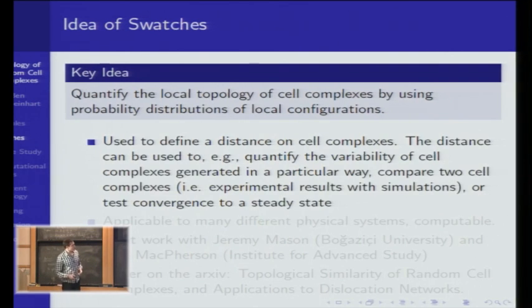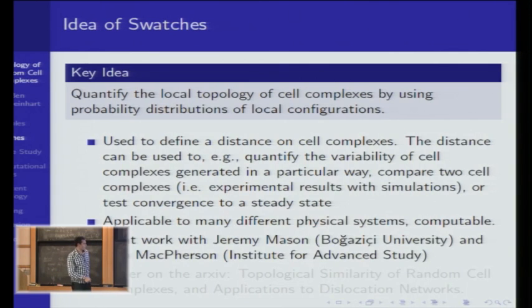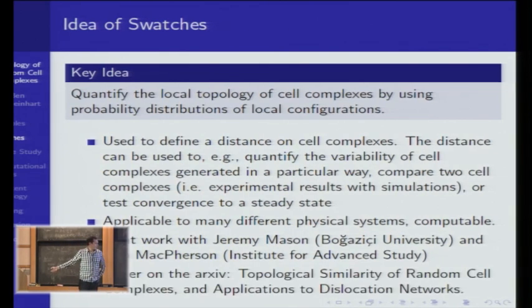Using this, I define a distance on cell complexes, and this has many applications, for example, to quantify the variability of cell complexes or to compare experimental results with simulations. It's applicable to many physical systems and computable. This is joint work with Jeremy Mason in Istanbul and my advisor, Bob McPherson. And the paper is on the arXiv.